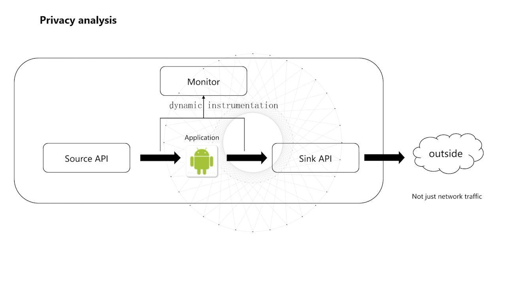For the privacy analysis, we use dynamic instrumentation. During the runtime of the application, we use dynamic instrumentation to monitor source and sink APIs. Then we perform information match and call stack analysis. Dynamic instrumentation can be easily applied on most sensitive interfaces like logcat, network, message, and clipboard, and so on.